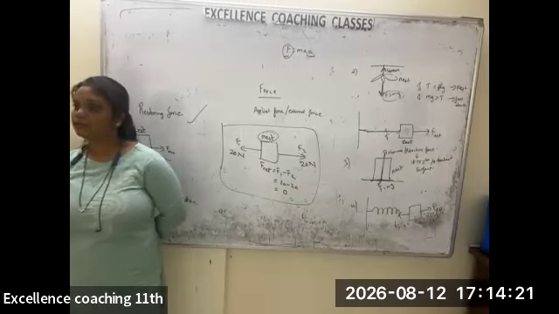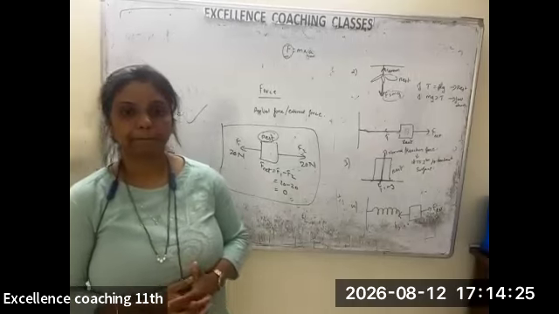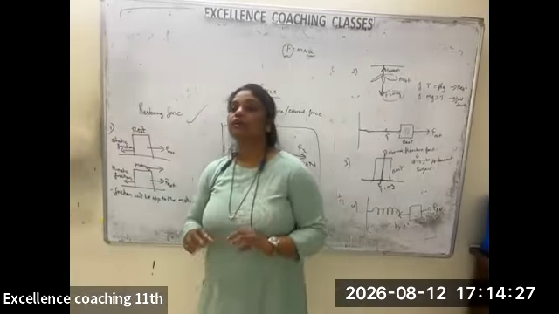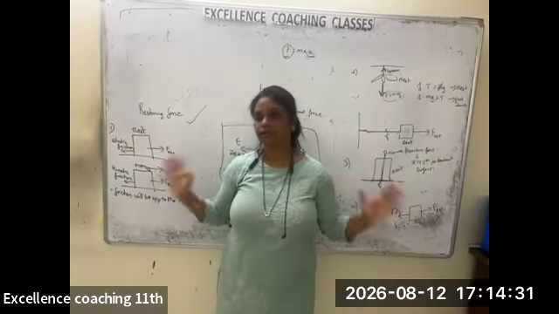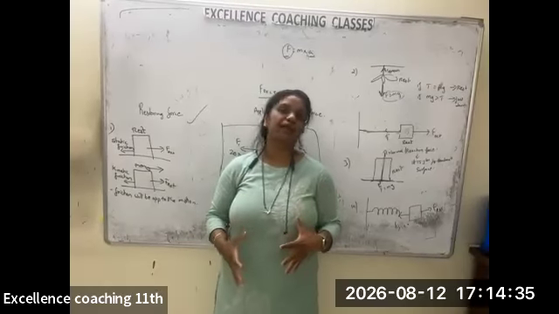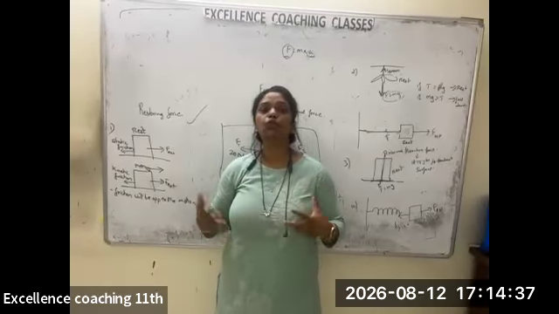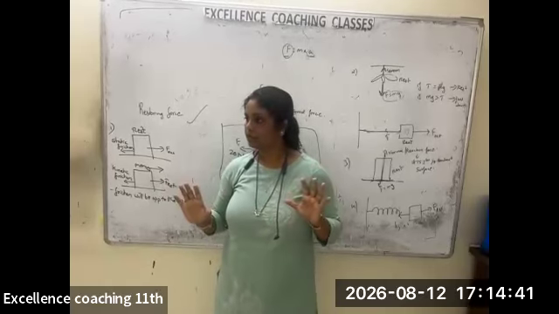Has everyone understood all this? When will the net force on any object be zero? When equal forces are acting in opposite directions, the net force will be zero. If the net force is zero, will the object move or will it not move? It will never move. Clear?